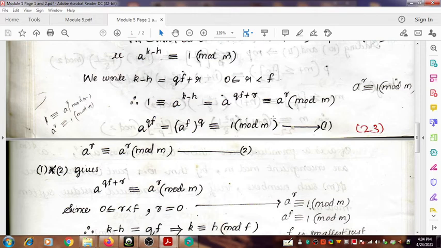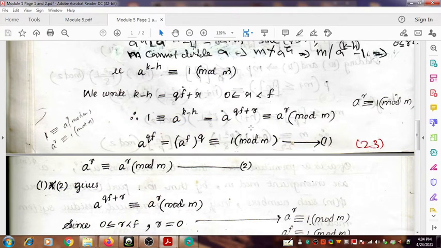In order to escape from this contradiction, in all the other situations, when the value of r is greater than 0 and less than f, all those situations will lead to a contradiction. Since you cannot go further with this contradiction, you have to accept that only one possibility remains. That possibility is that r can be equal to 0. So we accept that r must be equal to 0.